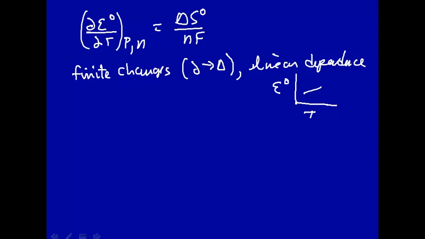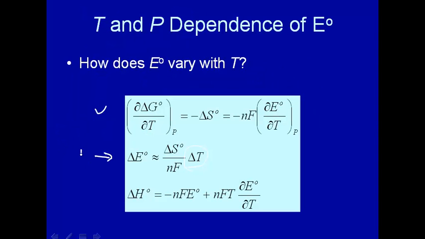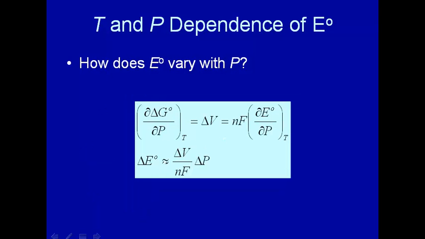In that case, we can just replace these with delta. So delta E0, where you measure E0 at one temperature and calculate at another temperature, will just be the entropy change over nF times delta T. So if you know E0 at one temperature, you can calculate E0 at another temperature approximately, where we assume a linear dependence of E on T. Okay, so that's what that means. And we showed that by measuring the temperature dependence of E0, you could determine what delta H is. That's handy dandy.